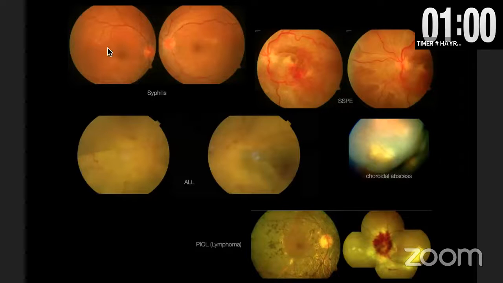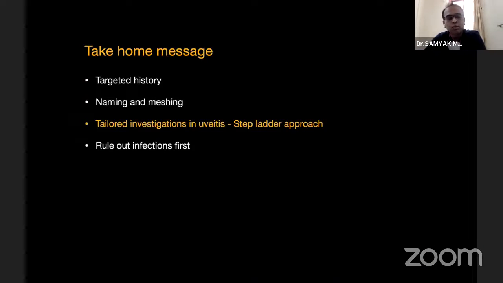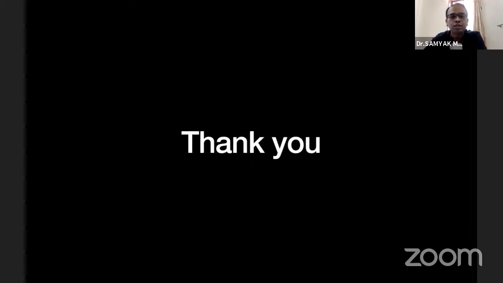There are unusual presentations for this. For example, syphilis, SSPE, or masquerades, who present with ALL or lymphoma. But then you have to go in a stepwise ladder approach so that you can see what actually is happening. So the take home message is that you need a targeted history. After naming and meshing, you need to order tailored investigation in the step ladder approach and rule out infection first. Thank you.